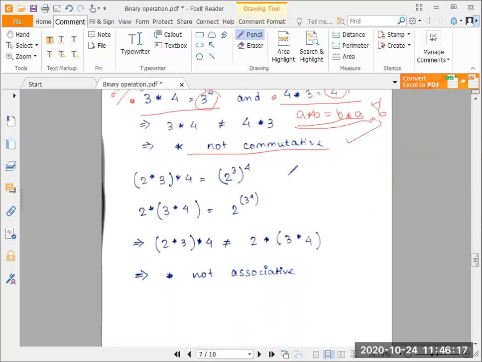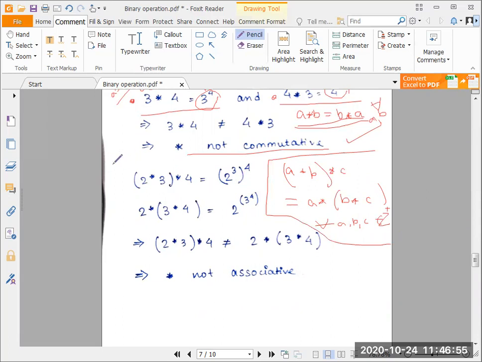And by associative law, it says that (A star B) star C, pardon my terrible handwriting, should be the same as A star (B star C), again for all values of A, B and C. So let me just write for all A, B, C belonging to whichever set you are considering. Since we have considered here the set of positive integers, this will be the set of positive integers. So that was the definition of associative law.